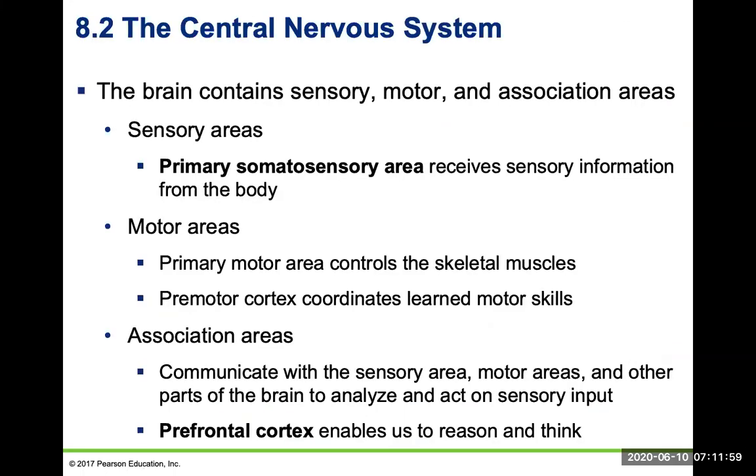The brain contains sensory, motor, and association areas. The sensory areas are specifically found within the primary somatosensory area that receives all sensory information from the body. The motor areas include the primary motor area that controls all skeletal muscles, and the premotor cortex coordinates learned motor skills, so anything that you would learn over time, like riding a bike or roller skating. The association areas communicate with sensory, motor, and other parts of the brain to analyze and act on sensory input, and the prefrontal cortex enables us to reason and think.